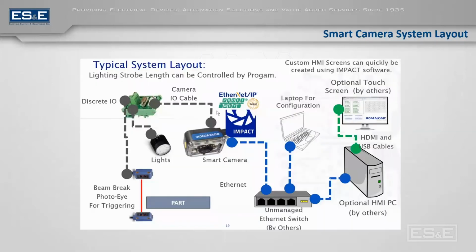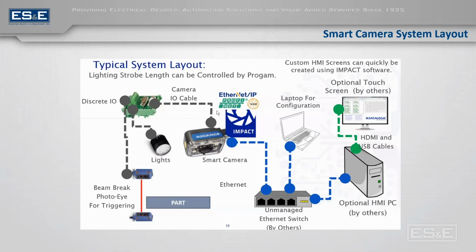With DataLogic, we have two different types of cameras. We have a smart camera, and then we have a vision system processor. For our smart camera, this is where all your tools and all your algorithms are inside of the smart camera. You're going to have a power and an Ethernet cord coming from the camera. Everything is run through the actual camera, and you can see what the typical system layout of a smart camera is. All these cameras come with different lens sizes, different filters, built-in lighting.